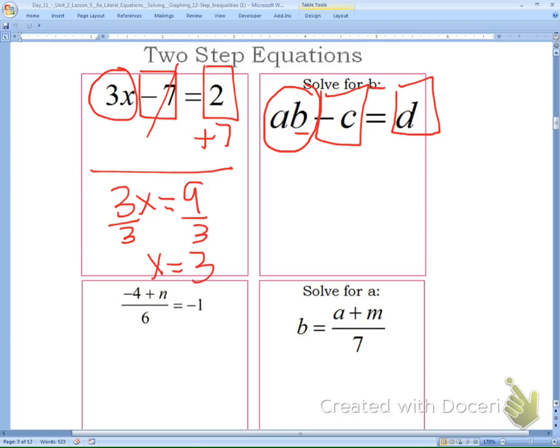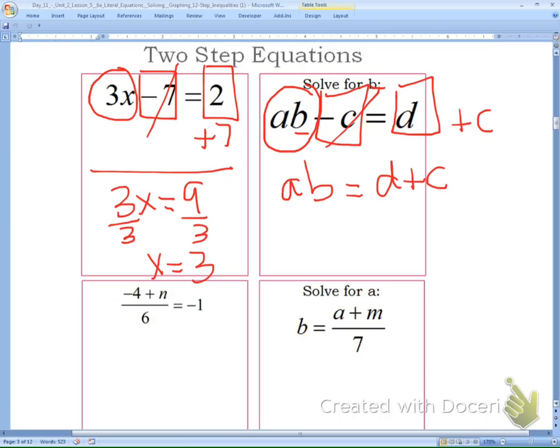Look familiar now? What would you have to move first to get that b all by itself? How about the c? We bring the c over as a plus c. You could either write it under or beside it, but in any case we're moving it to the other side by adding. So what we're left with now is AB is equal to D plus C. We can't actually combine them because they're not like terms, so we just write D plus C.